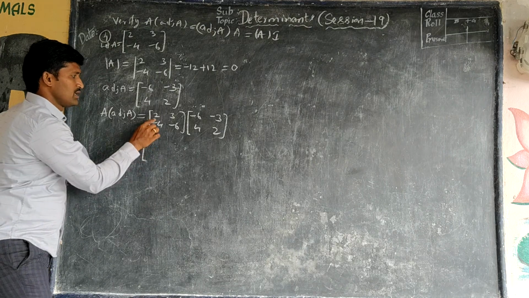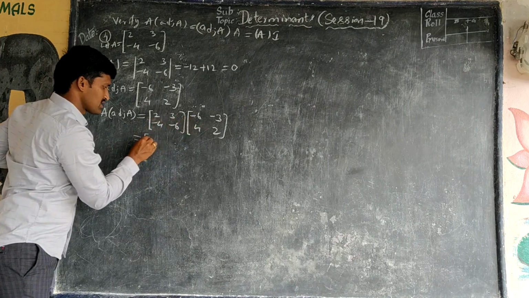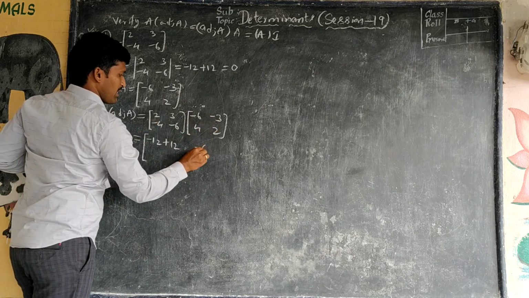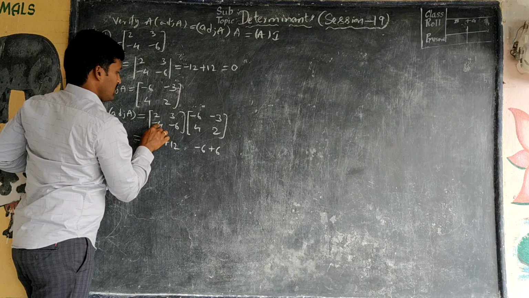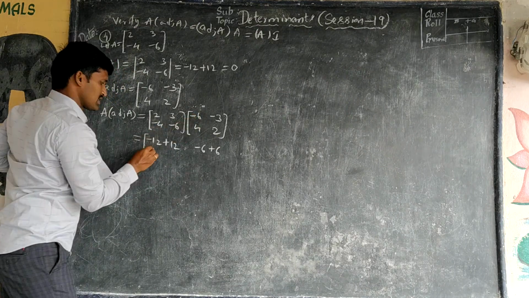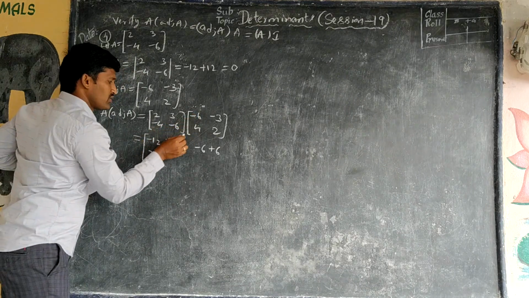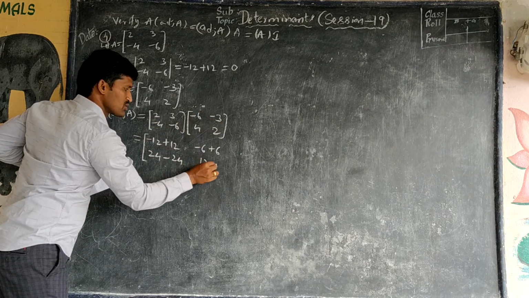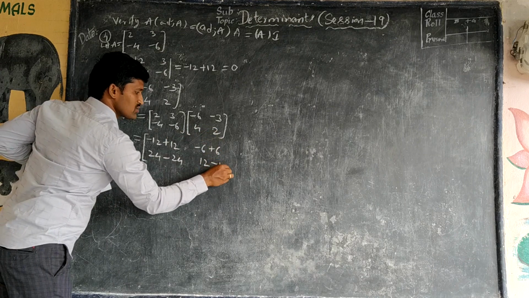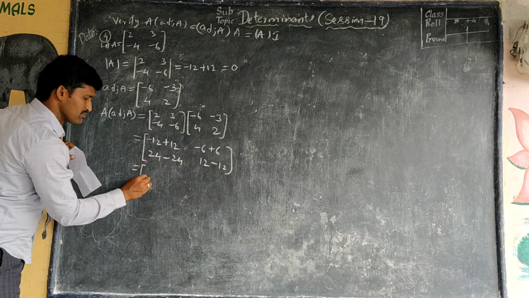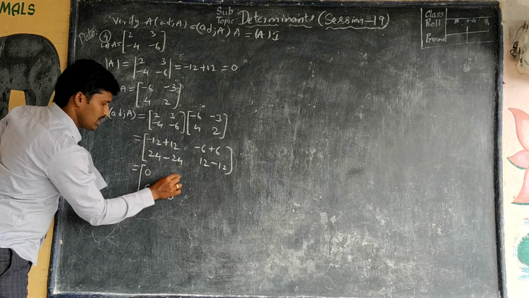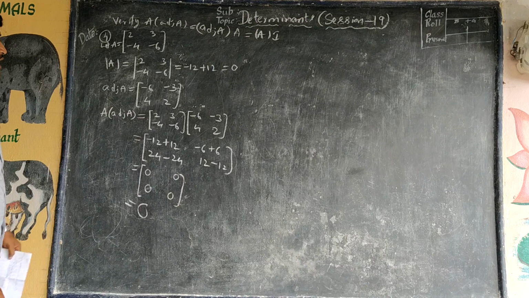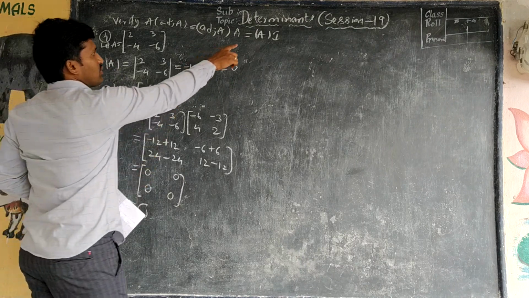Multiply these two matrices. First row with first column: 2 into minus 6, minus 12, 3 into 4 plus 12. Next, 2 into minus 3, minus 6, 3 into 2, 6. Second row with first column: minus 4 into minus 6, plus 24, minus 6 into 4, minus 24. Minus 4 into minus 3, plus 12, minus 6 into 2 is minus 12. Every element becomes 0. So A into adjoint A is the null matrix.